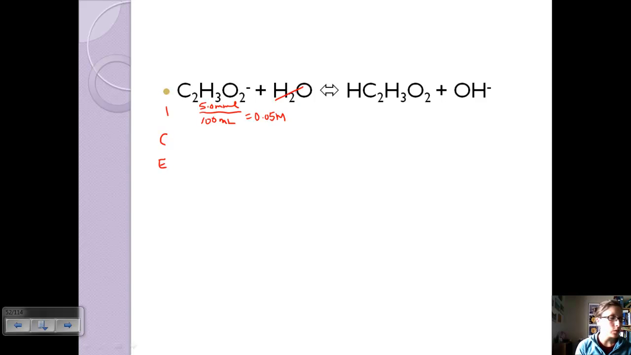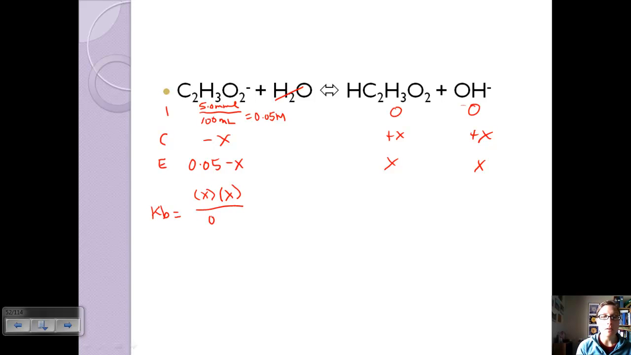Remember, water we're not going to include at all, and we're starting with 0 of both of these. And so then we have a minus x, plus x, plus x, and so we have 0.05 minus x, x, and x. Well, remember, this is a weak base, so we're going to do our Kb. That gives us our acid times our OH minus, divided by our acetate. But we're going to make our approximation, so we're just going to make it 0.05. And that Kb value was, I forget, 5.6 times 10 to the negative 10.